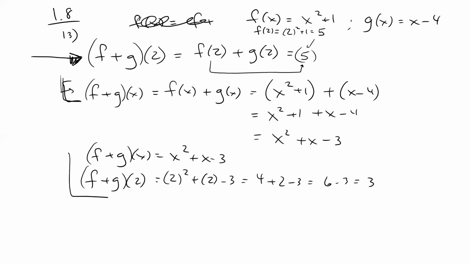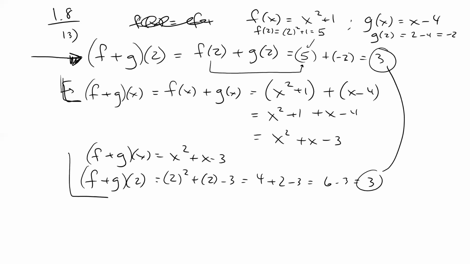Let's jam over here. Now we need to know g of 2. So let's go over here real quick. If g of x is x minus 4, that means g of 2 would be 2 minus 4, which is negative 2. And we're adding these two functions together. And what do I get? 3. Oh, look at that. It's the same thing. Cool.